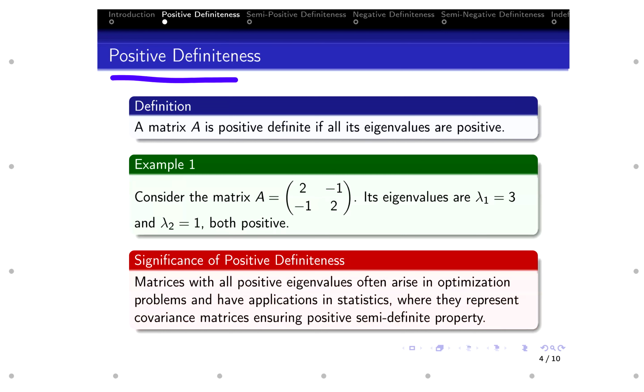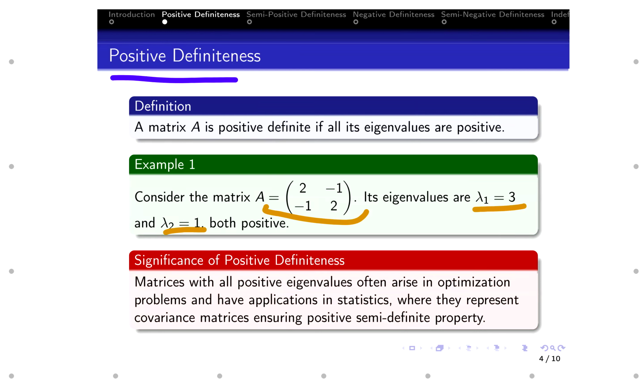Okay, so talking about positive definiteness now, you should understand that a matrix A is positive definite if all its eigenvalues are positive. So positive definite if all eigenvalues are positive. Okay. So for instance, look at this matrix A, 2, minus 1, minus 1, 2. Of course, you already know how to find eigenvalues, so I'm not wasting time with that. So the eigenvalues of this matrix are lambda 1 equals 3 and lambda 2 equals 1. And they are both positive.